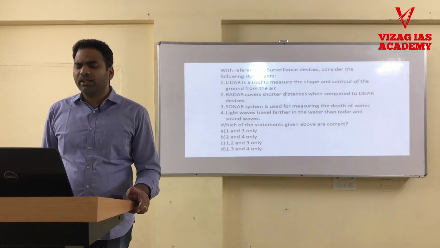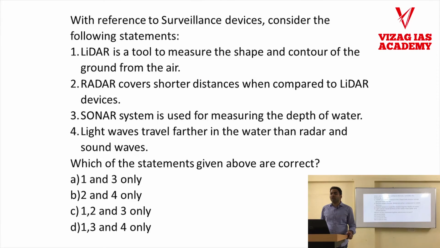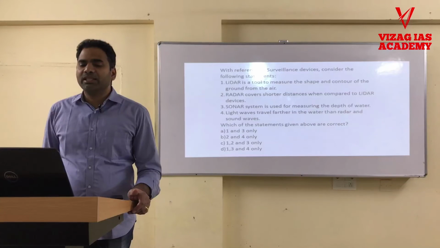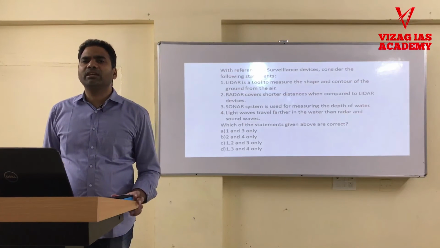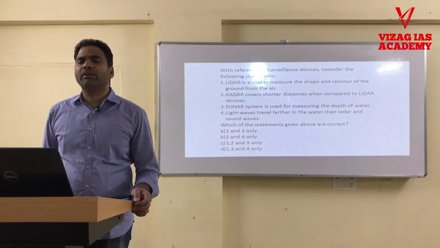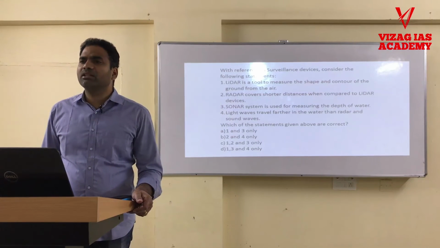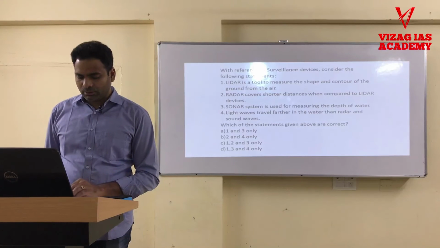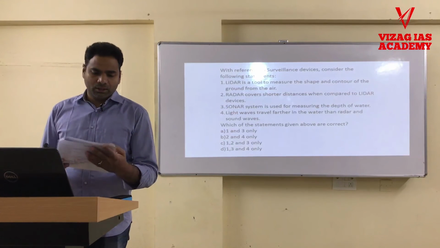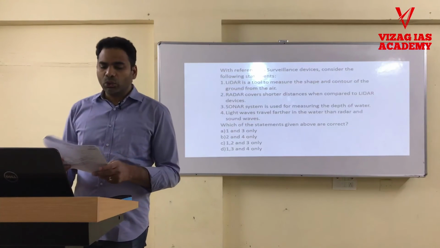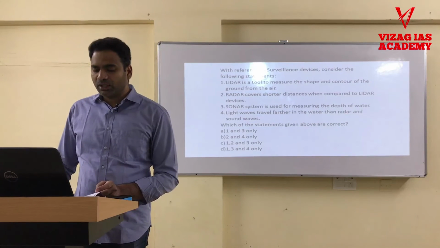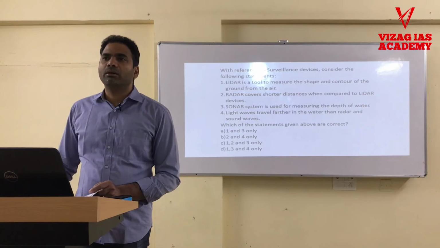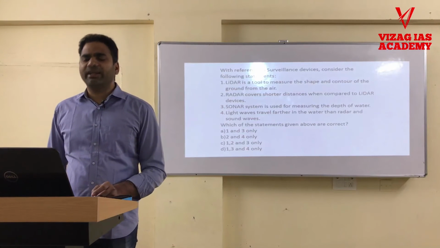Next, with reference to surveillance devices, consider the following statements. See, LiDAR, radar, sonar, these are all surveillance devices used for different applications and different mediums, and different purposes. So it's a question based on that. LiDAR is a tool to measure the shape and contour of the ground from the air. Yes, they use light, so it is called LiDAR.